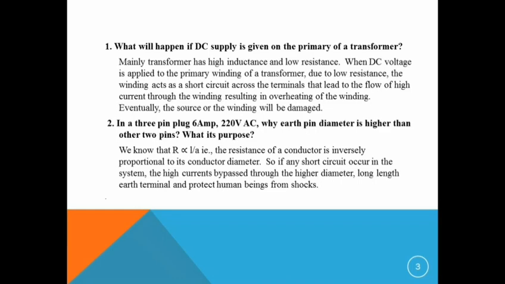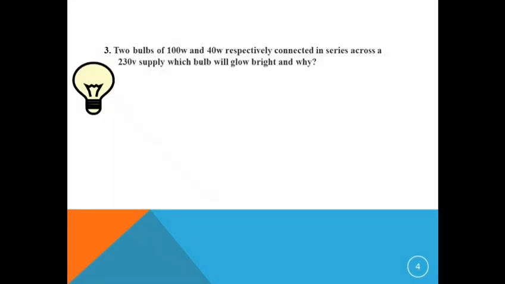So, if any short circuit occurs in the system, the high currents are bypassed through the higher diameter earth terminal and protect human beings from shocks.